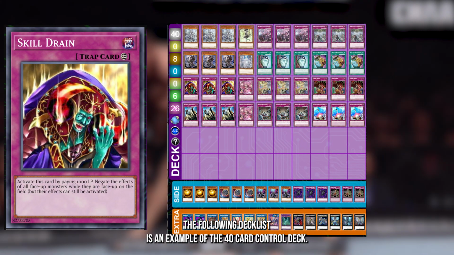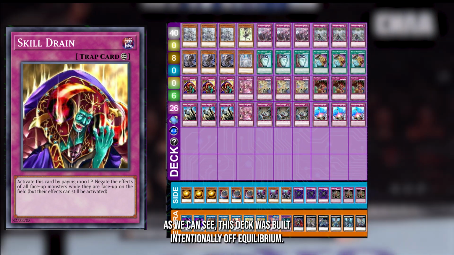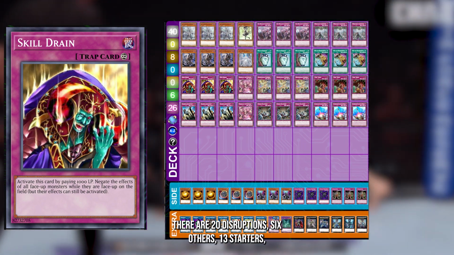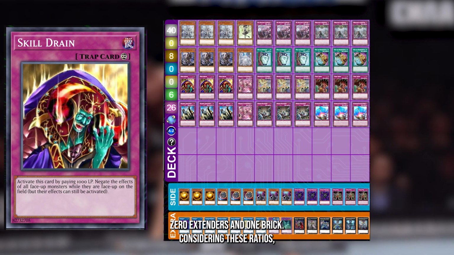The following deck list is an example of a 40 card control deck. As we can see, this deck was built intentionally off equilibrium. There are 20 disruptions, 6 outs, 13 starters, 0 extenders, and 1 brick.